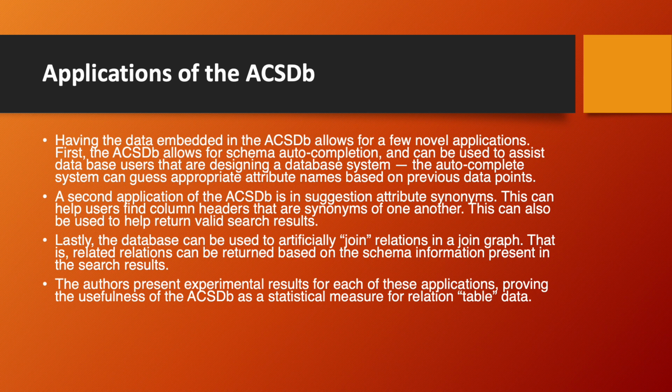This can also be used to help return valid search results. Lastly, the database can be used to artificially join relations in a join graph. That is, related relations can be returned based on the schema information present in the search results. The authors present experimental results for each of these applications, proving the usefulness of the ACSDB as a statistical measure for the relational table data.